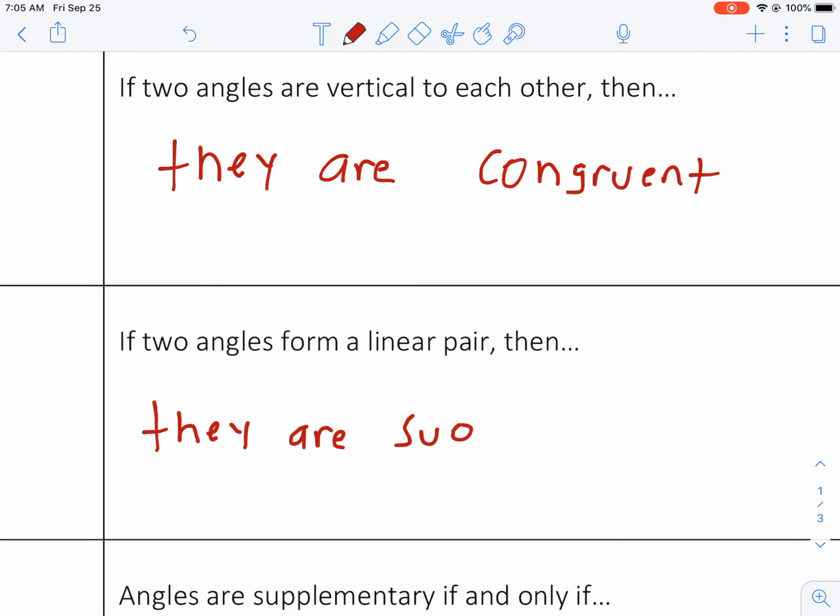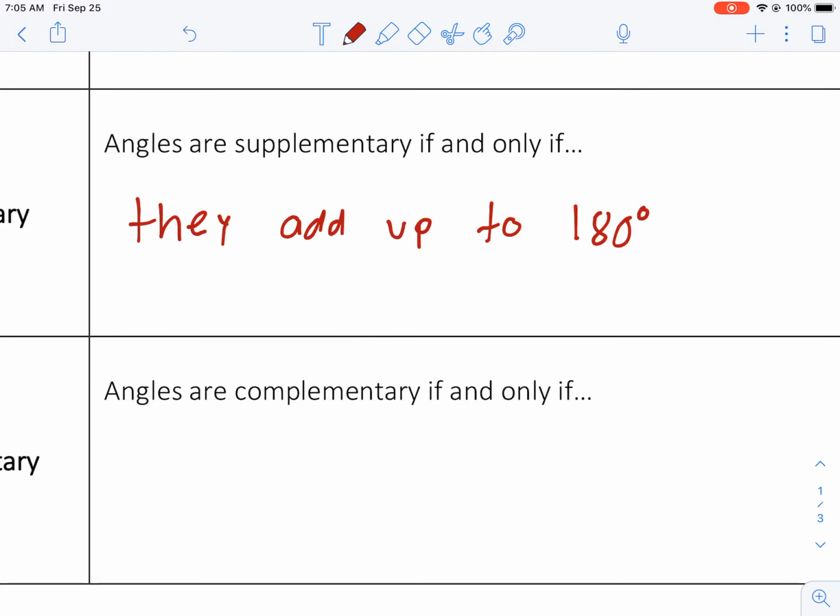Remember, I told you that linear pairs, vertical angles, and supplementary angles are going to come up a lot. It's because they're going to start coming up a lot in angle proofs. Definition of complementary: they add up to 90. So that's another thing to keep in mind. So we're going to do 3 proofs here, and the first one is very easy. We're going to start off with an easy one.